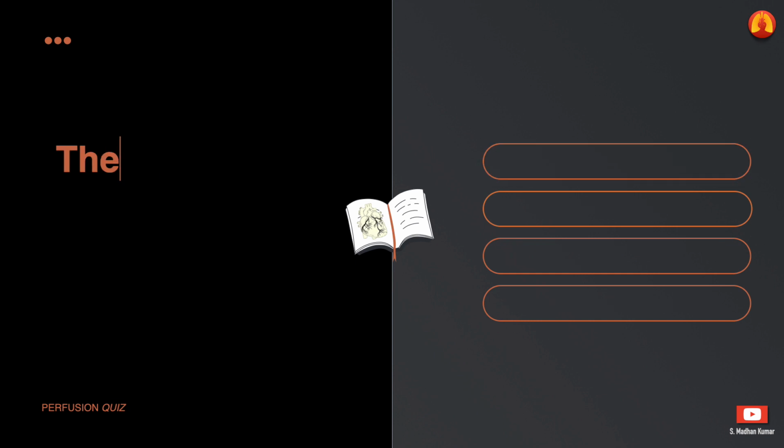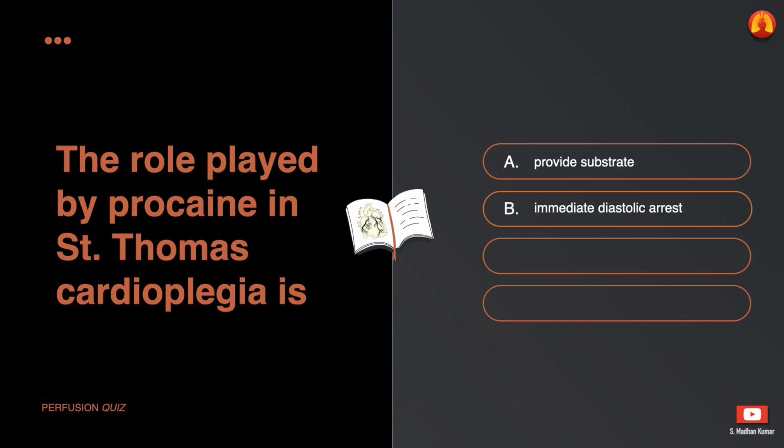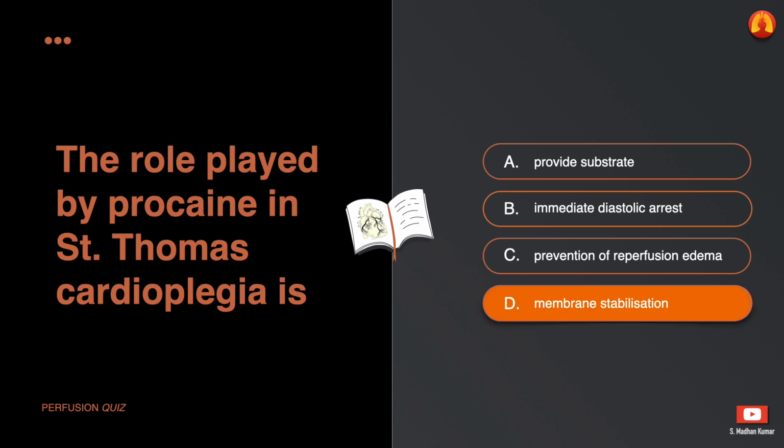The role played by procaine in St. Thomas cardioplegia is A. Provides substrate. B. Immediate diastolic arrest. C. Prevention of reperfusion edema. D. Membrane stabilization. The correct answer is membrane stabilization.